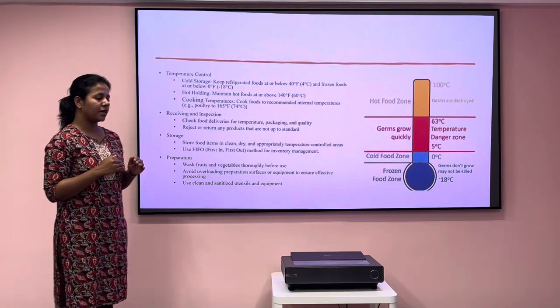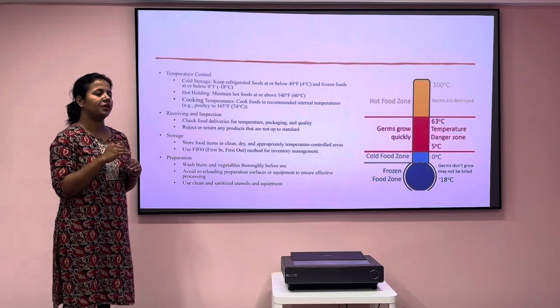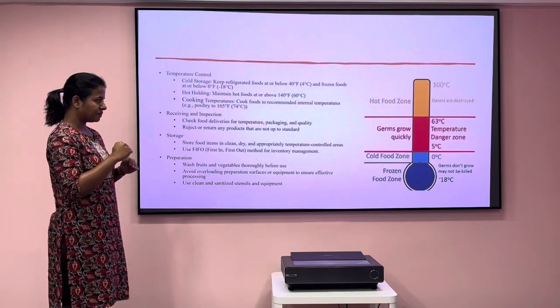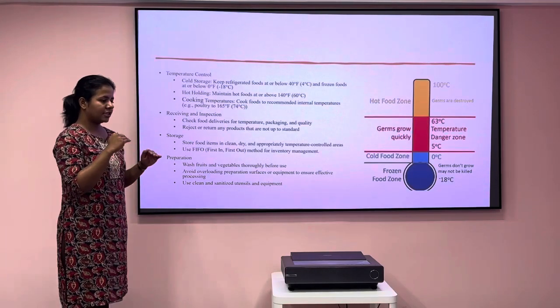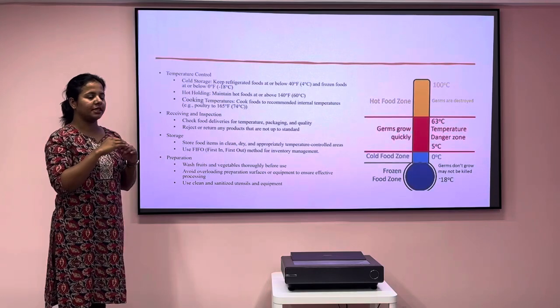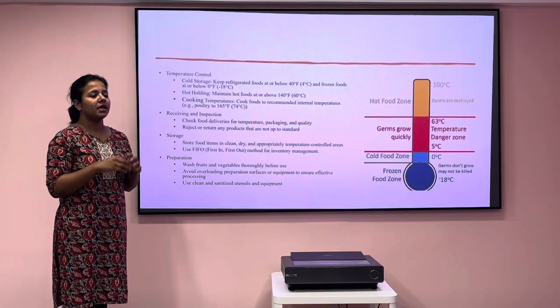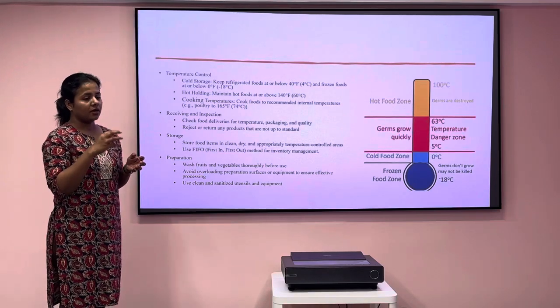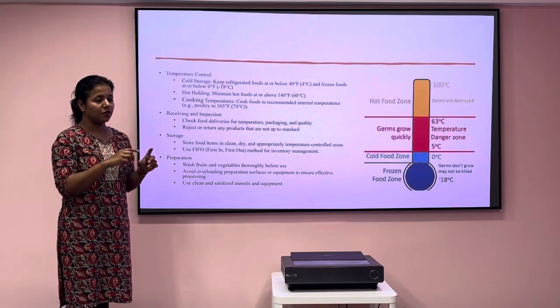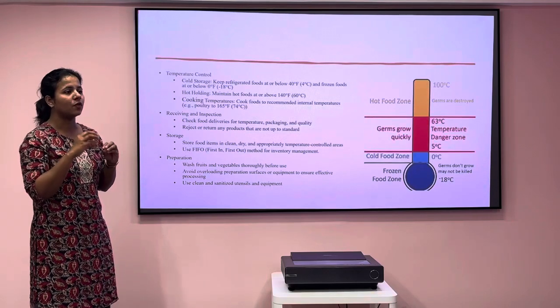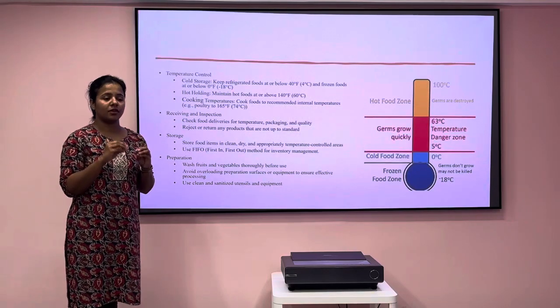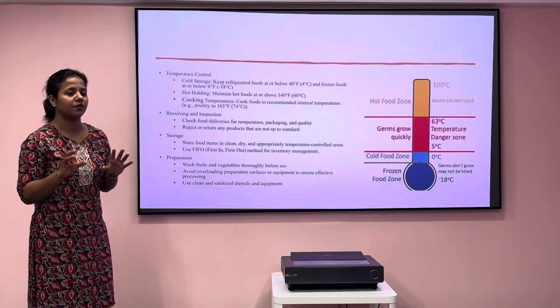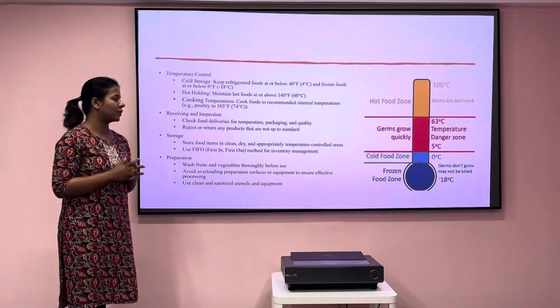for example, if we keep food above 5 degrees chilling and below hot holding, meaning between 5 degrees and 63 degrees, we cannot use that food. If we keep the food between 5 and 63 degrees for long hours, the only solution is to discard that food. There is no other solution.